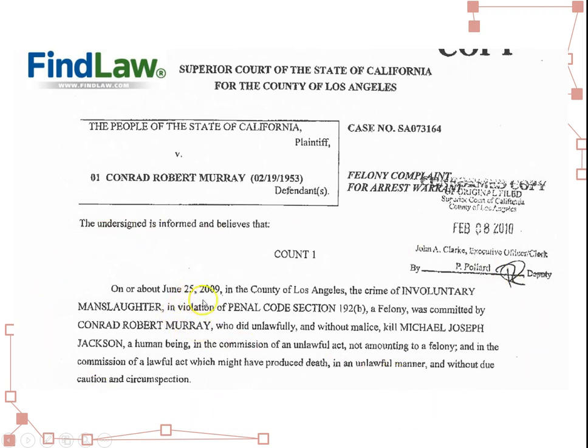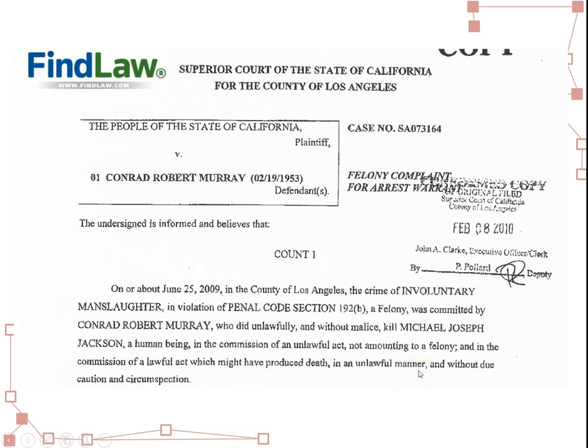On or about June 25th, 2009, in the county of Los Angeles, the crime of involuntary manslaughter in violation of Penal Code Section 192(b), a felony, was committed by Conrad Murray, who did unlawfully and without malice kill Michael Joseph Jackson, a human being, in the commission of an unlawful act not amounting to a felony, and in the commission of a lawful act which might have produced death in an unlawful manner.